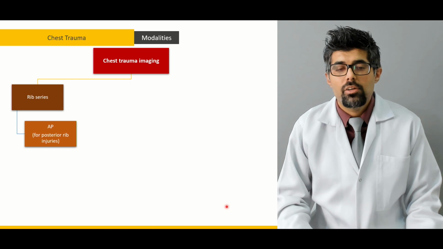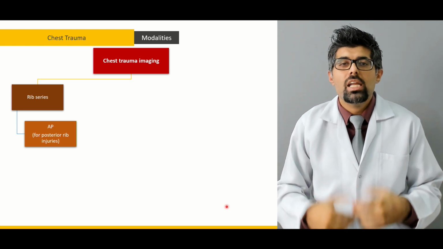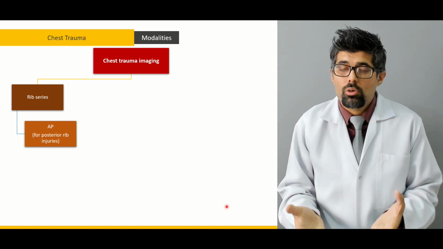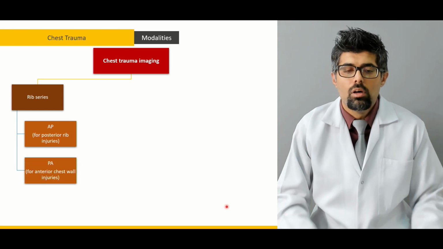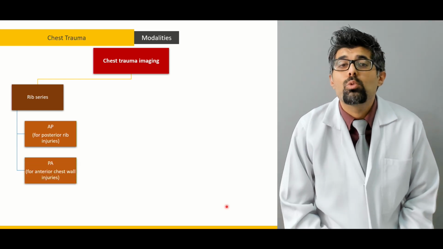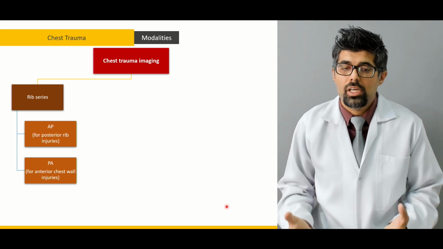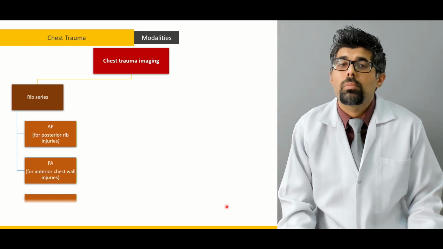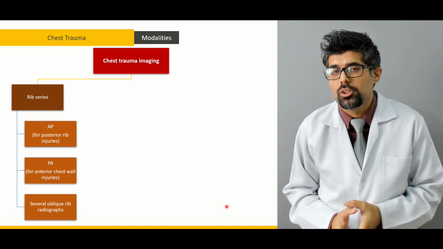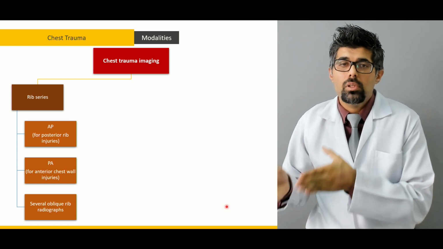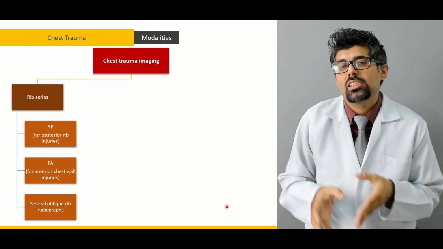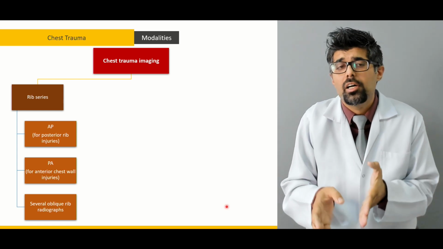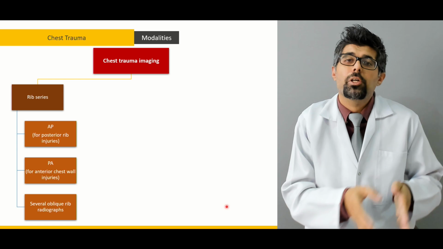So for the posterior chest wall, we do an AP projection, because in an AP projection, the radiogram is behind the patient. For the anterior chest wall, we do a PA projection, because again, the radiogram is in front of the patient. And during complicated or multiple fractures, we perform multiple PA, AP, oblique, and sometimes decubitus projections. And all of these are done in series, in multiple time frames.